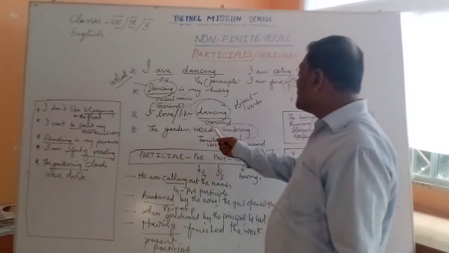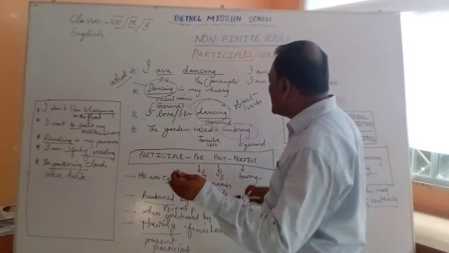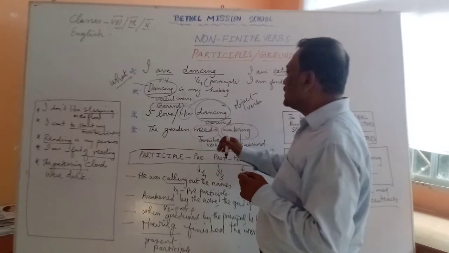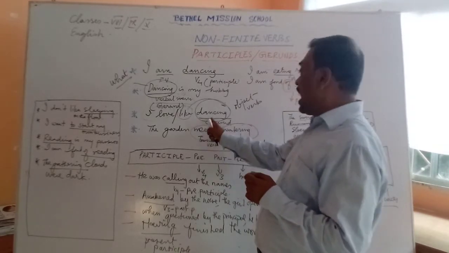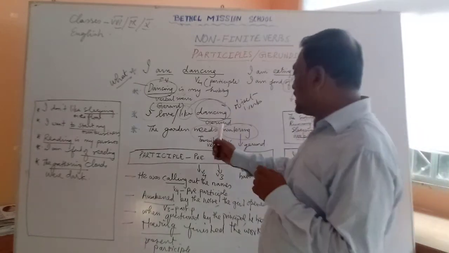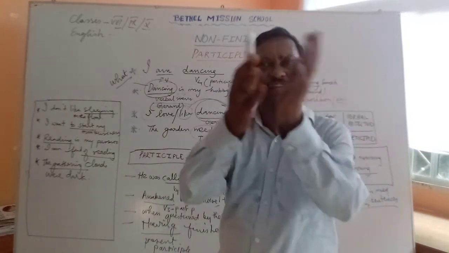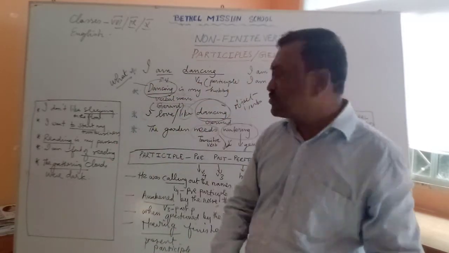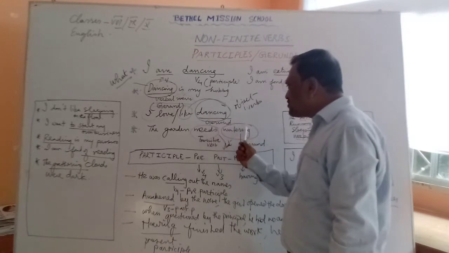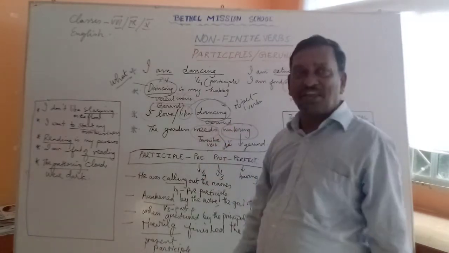The garden needs watering. What does the garden need? The garden needs watering. Now again, needs is a verb and watering acts as the object of the verb. Needs is a transitive verb. What do you mean by transitive verb? A verb that takes an object is a transitive verb. So you see here, the garden needs watering. And it answers the question what? So, watering is a gerund.